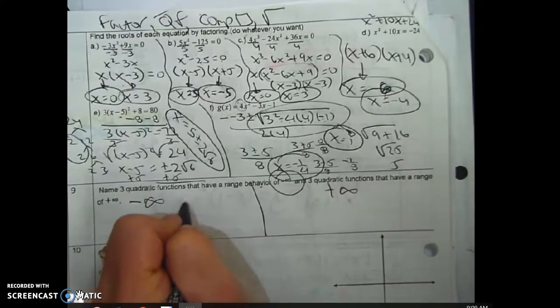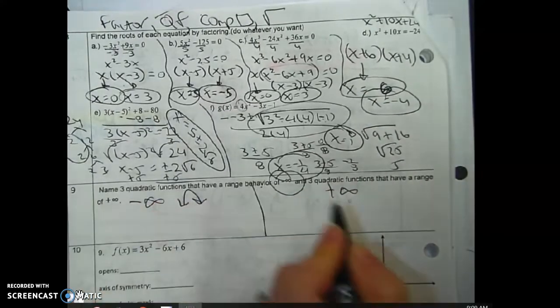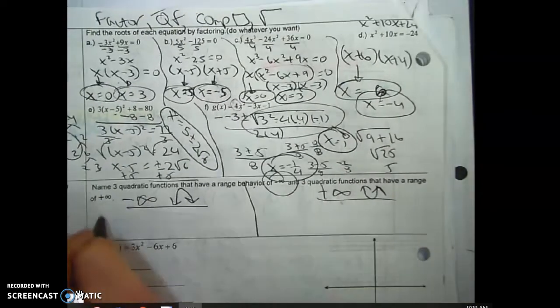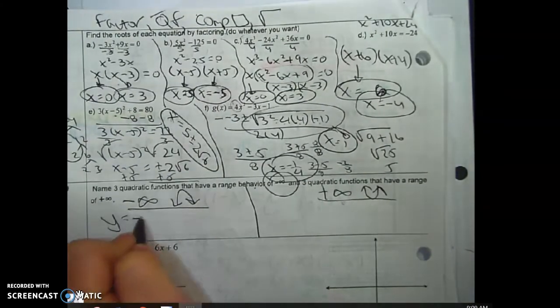Okay, name 3 quadratic functions that have a range behavior of negative infinity, and then 3 that have positive infinity. Well, negative infinity means it's going down. Positive infinity means it's going up. So that just means I need to think of an equation that has a negative.